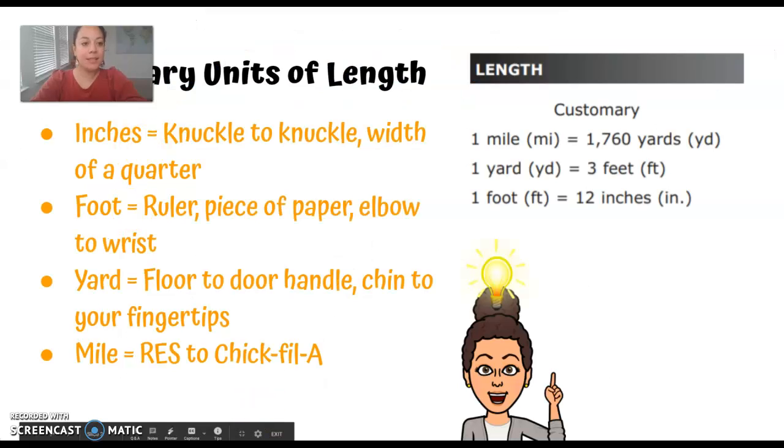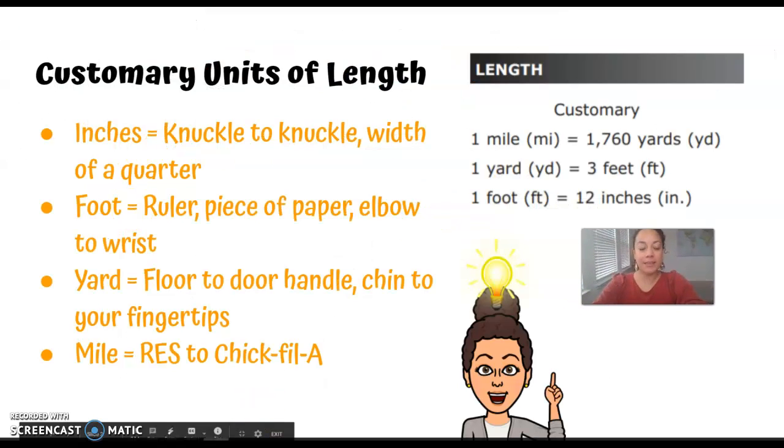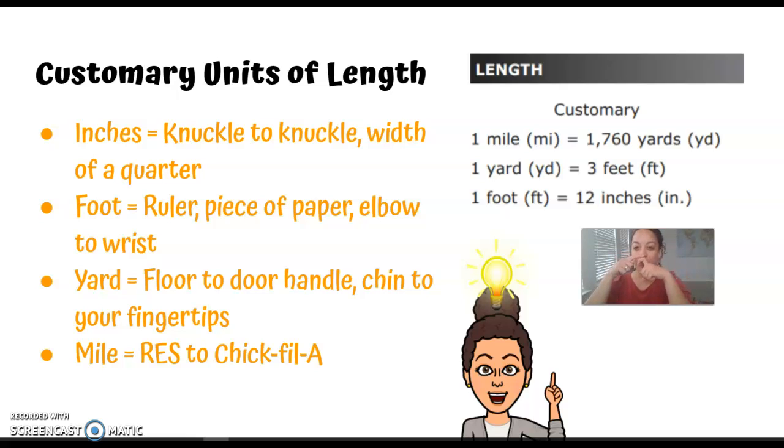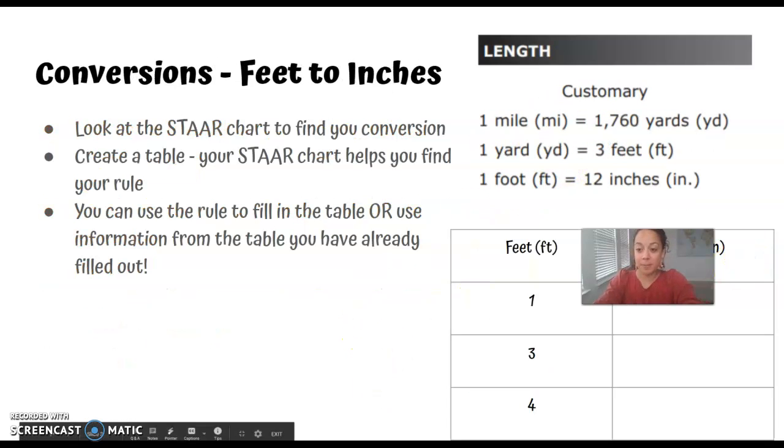So let's talk about those customary units of length. They include the inch, the foot, the yard, and the mile. An inch is like knuckle to knuckle. A foot is about the length of a piece of paper. A yard is probably from your door handle on your door to the floor. And a mile is Roanoke Elementary to Chick-fil-A. And you can find all those customary units on your star chart.